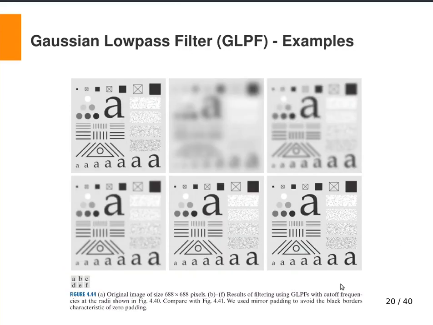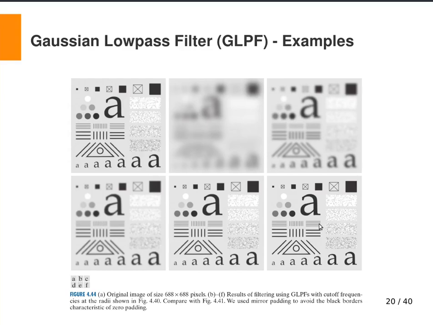So now let's see if the Gaussian low pass filter performs better without any ringing artifact. So again, here we have the original image with size 688 by 688, and these are the result of applying 5 Gaussian low pass filters with d0s being 10, 30, 60, 160 and 460.